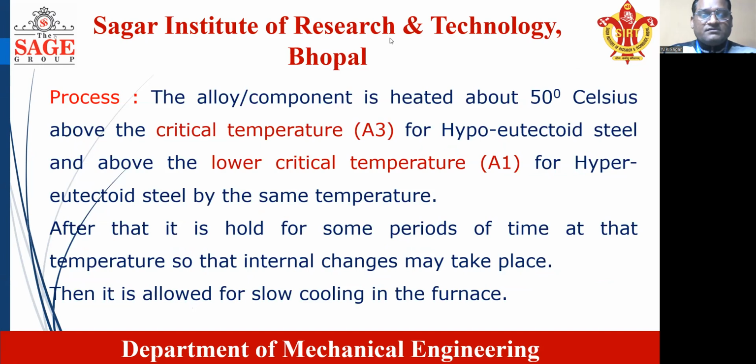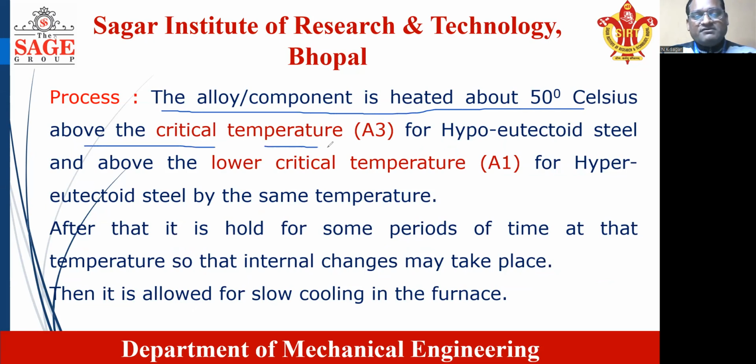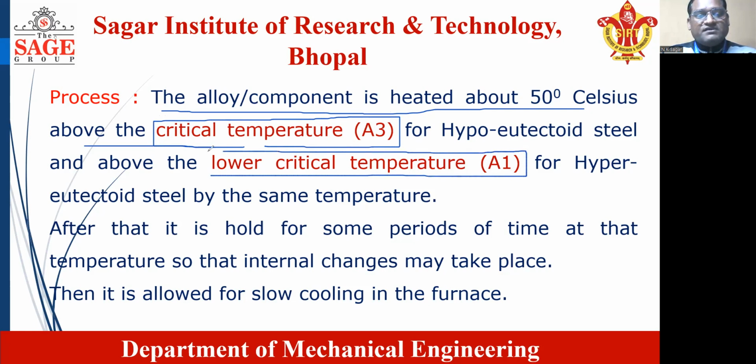Now, what is the process? The process is carried out by following the previous three stages: heating, soaking, and cooling. The alloy component is heated about 50 degrees Celsius above the critical temperature, that is A3. What is the critical temperature A3? We also discussed the critical temperature and lower critical temperature in the earlier session with the help of the phase diagram. Once again, we will discuss it in later slides.